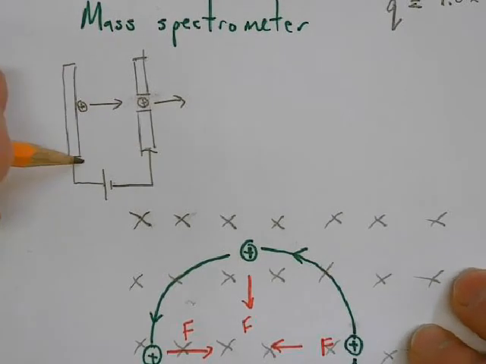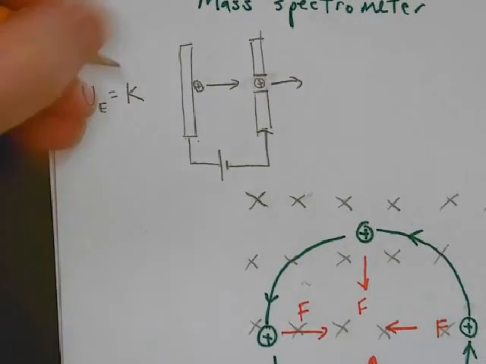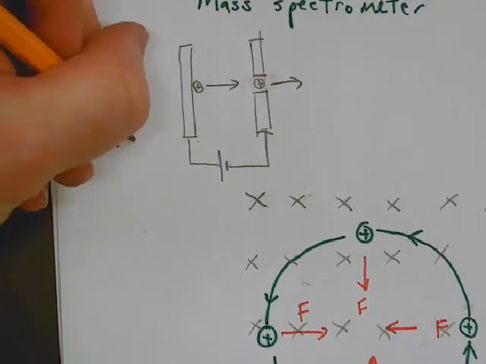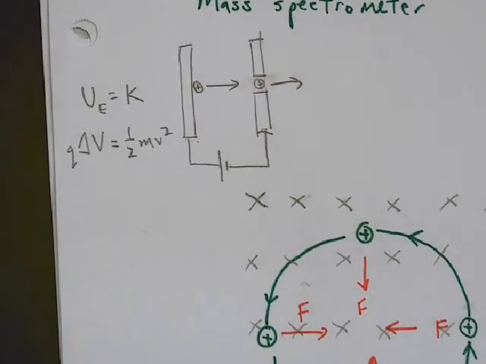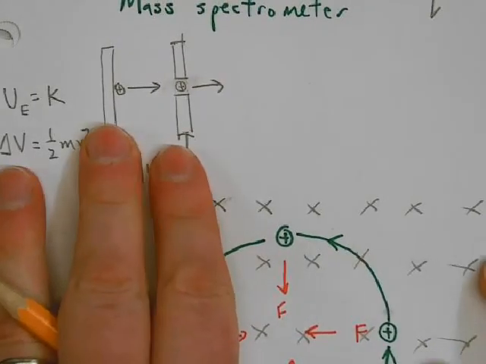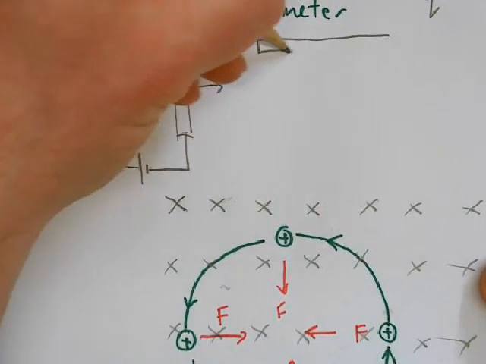Okay? And if they wanted to figure out how fast it's going, you could set it up so UE equals kinetic. Remember where UE is qΔV equals 1/2 mv squared. Okay, and they can figure out exactly how fast it's going. All right, so then it enters the next part. So this is usually the part 1 of your mass spectrometer.